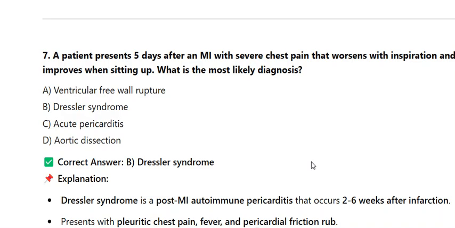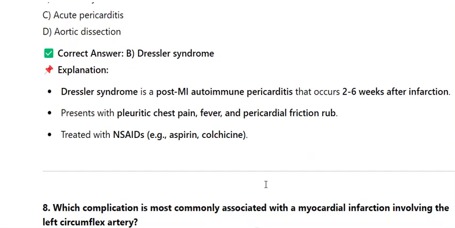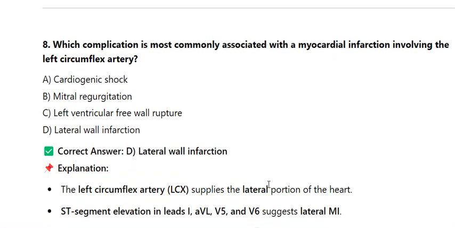8. Which complication is most commonly associated with a myocardial infarction involving the left circumflex artery? A. Cardiogenic shock. B. Mitral regurgitation. C. Left ventricular free wall rupture. D. Lateral wall infarction. Correct answer D. Lateral wall infarction. Explanation: the left circumflex artery, LCX, supplies the lateral portion of the heart. ST segment elevation in leads I, AVL, V5, and V6 suggests lateral MI.